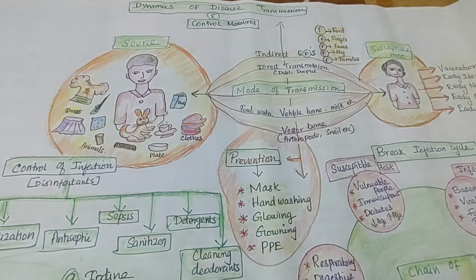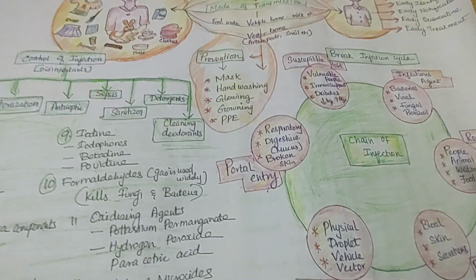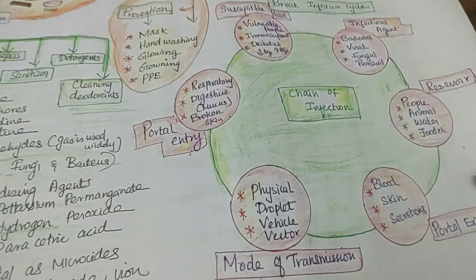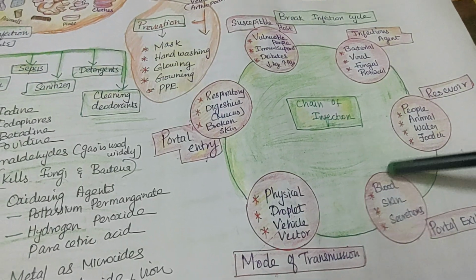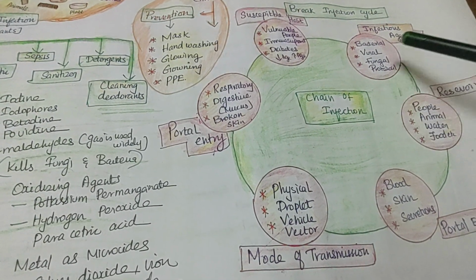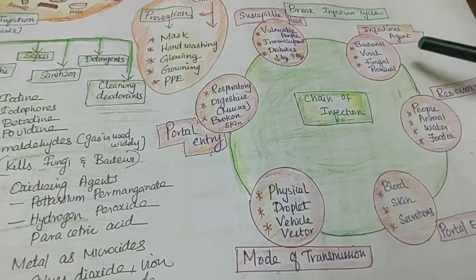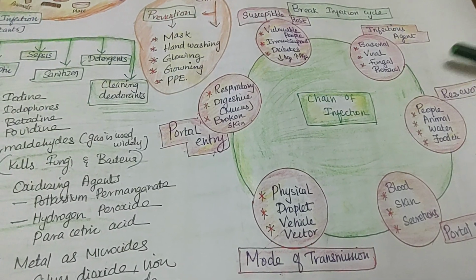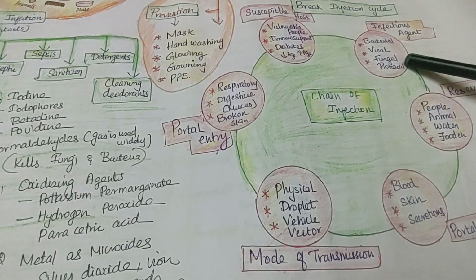What is called infection? How does the infection come? You can understand this as the chain of infection. If you break the chain of infection, you can prevent the transmission. What are the links? The first one is the infectious agent. Who is creating the infection? Bacterial, viral, fungal, protozoal, helminthic agents, etc.